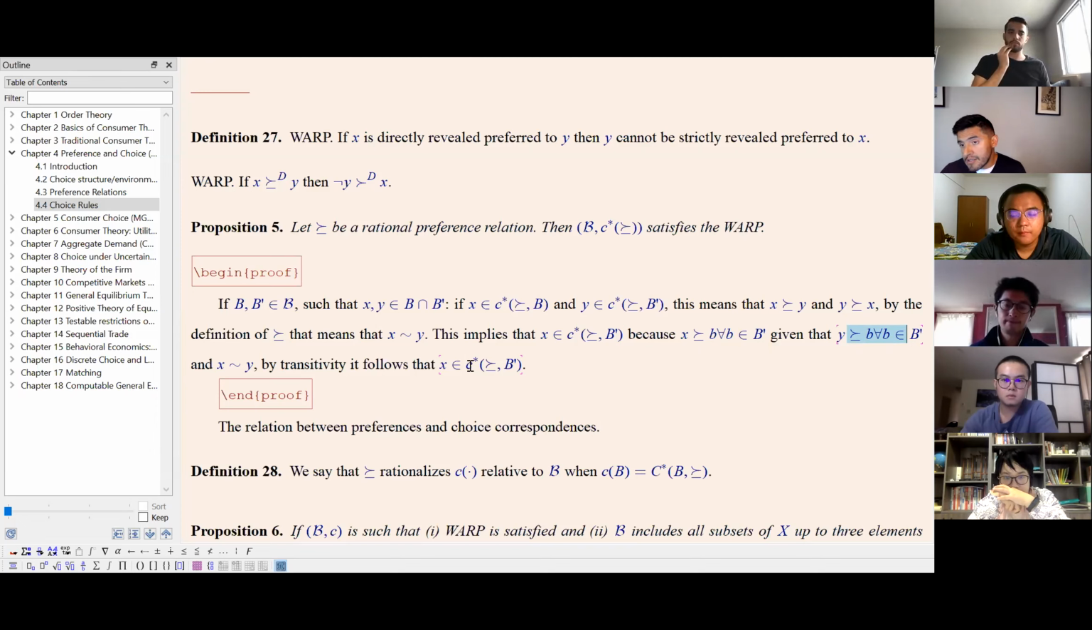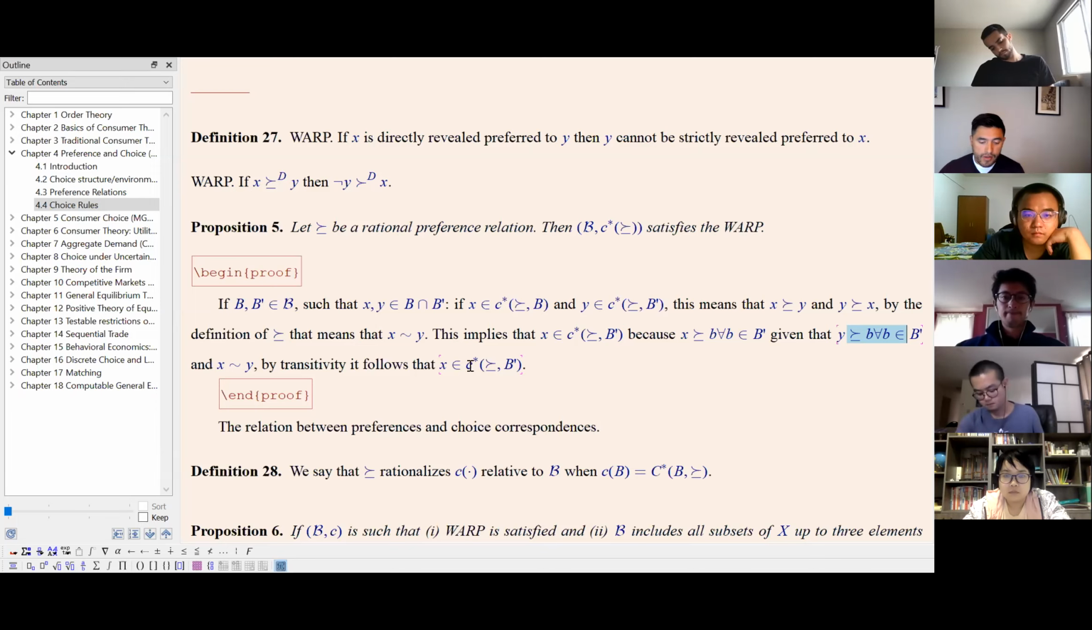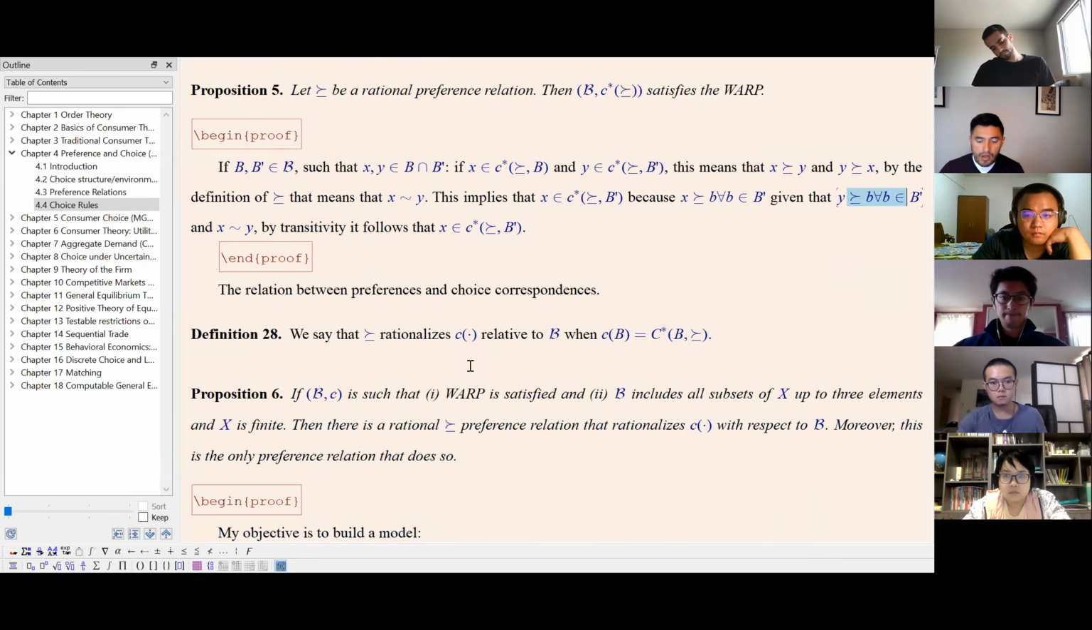Please, at home, try to prove it using just the direct preference relations. It's way easier than this. This is using the original definition by Mas-Colell, and this is the proof in Mas-Colell. But if you use the preference relation language, it will be easier to prove it by contradiction. That's an exercise for you.